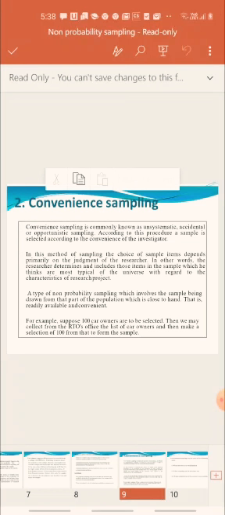Here, one more example is given. Suppose 100 car owners are to be selected. Then we may collect from the RTO's office the list of car owners and then make a selection of 100 from that to form the sample.